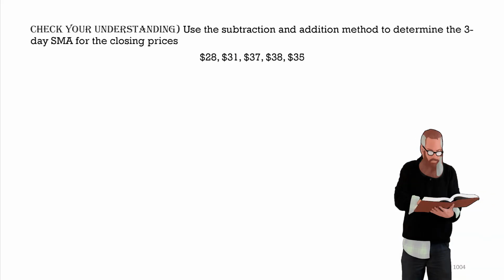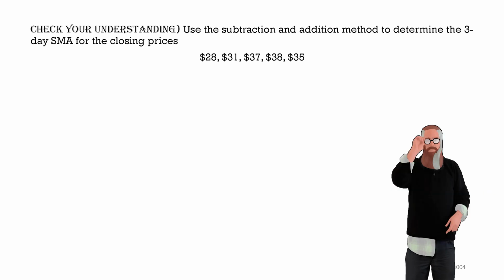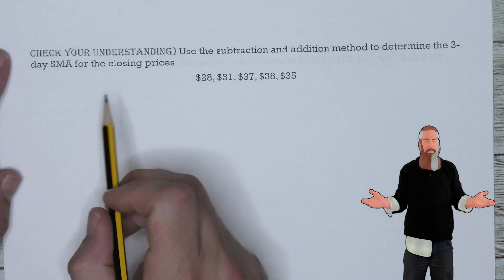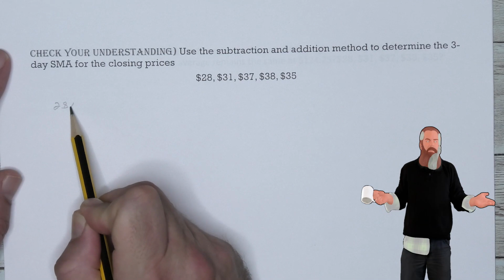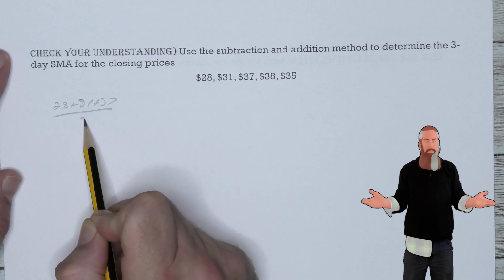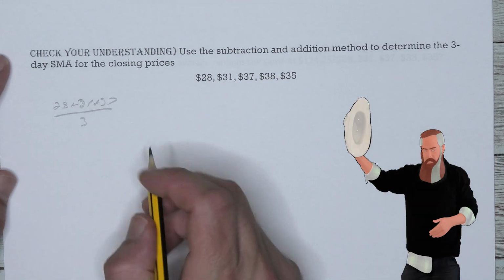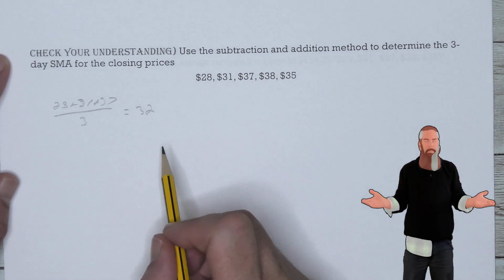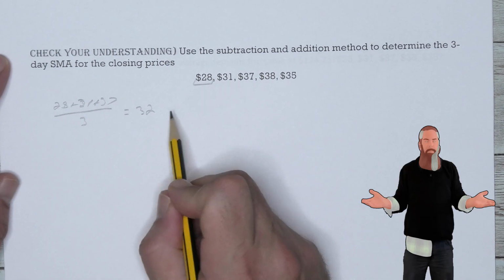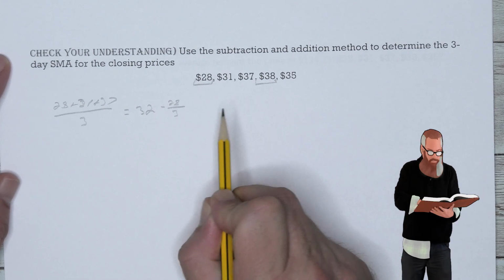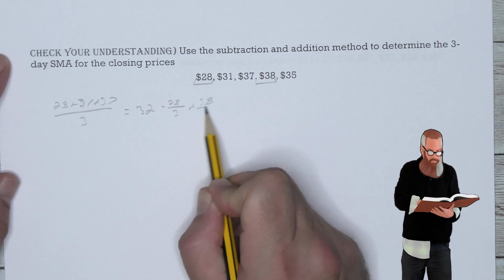Let's check our understanding. Use the subtraction and addition method to determine the 3-day SMA for the closing prices. We start by doing 28 plus 31 plus 37 and dividing that by 3. This is going to give us 32. Now, to get the next one, we're going to subtract 28 over 3, and we are going to add 38 over 3.